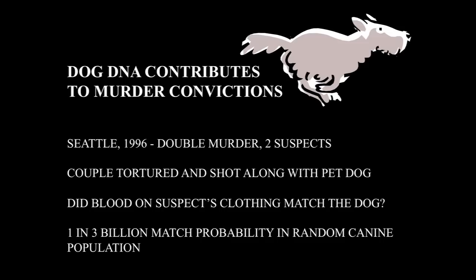There was also this example of dog DNA, which contributed to murder convictions where there was a double murder and 2 suspects in Seattle in 1996. A couple had been tortured and shot along with their pet dog. The blood on the suspect's clothing was found to match that of the dog, with a 1 in 3 billion match probability in random canine populations.